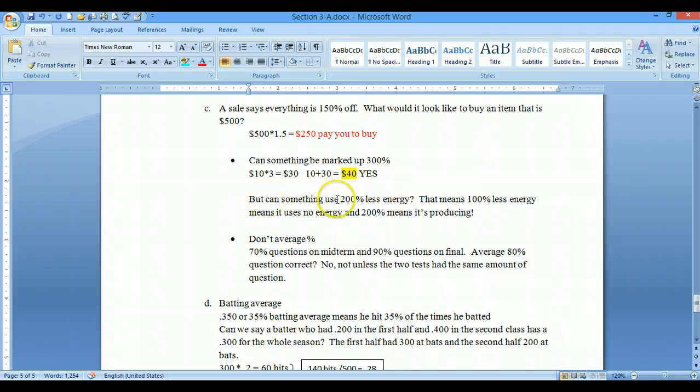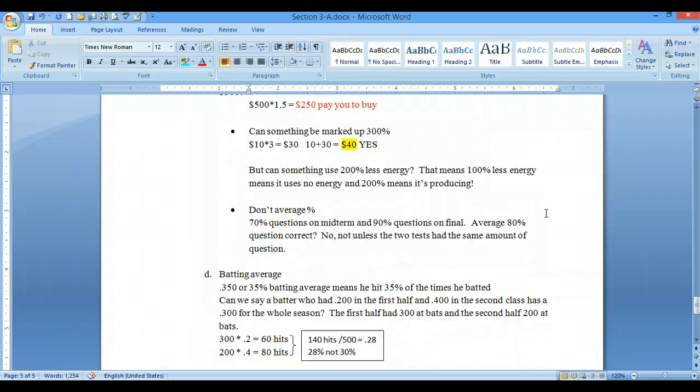Can you use 200% less energy? No. 100% less energy means that you are using none, no energy at all. 200% less means that you're producing. Now, I do know that there are some people who say that if you have solar panels and they're producing more energy than you're using, then yeah, you can. However, most people just use the electricity that comes into their house and they aren't off-grid. So I'm going to say no on that one for most people.